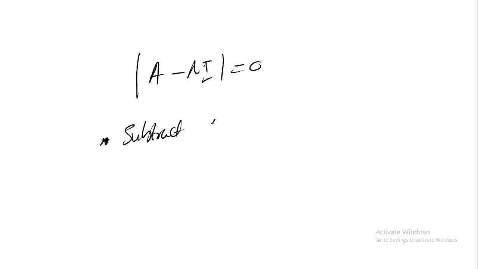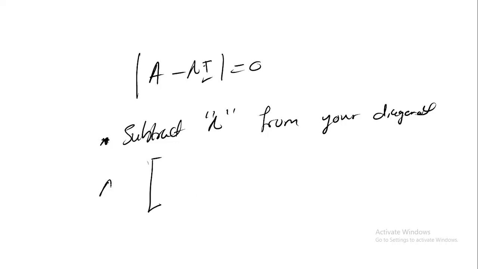When we say A minus lambda I, what exactly does this formula imply? This formula implies that you must subtract lambda from your diagonals. What exactly is diagonals? Let's say we have a 2x2 matrix A, which is 2, 1, 3, 4. What exactly is your diagonals? Your diagonals are the elements 2 and 4.